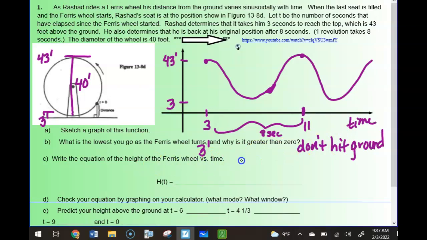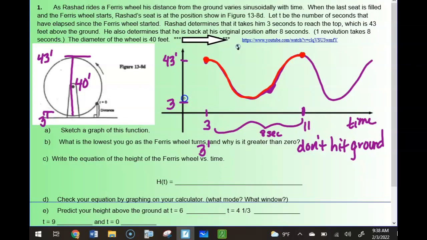Okay, write an equation. Using this chunk right in here, I want to come up with an equation that would make that graph work. I always start with the midline. Can we figure out the midline? What is this total distance? 40 feet, okay?